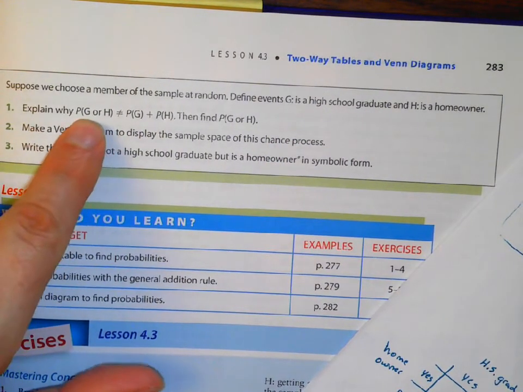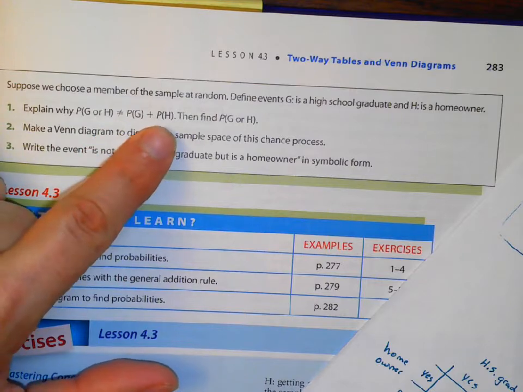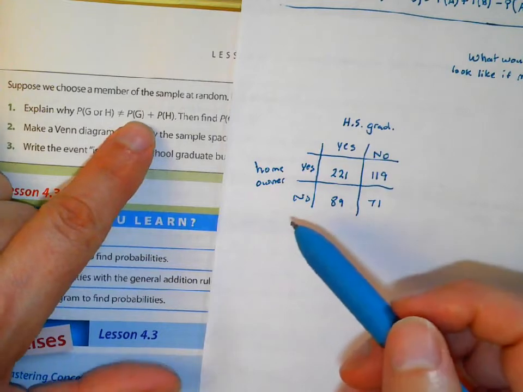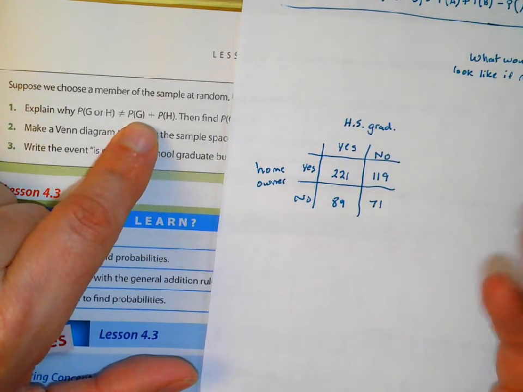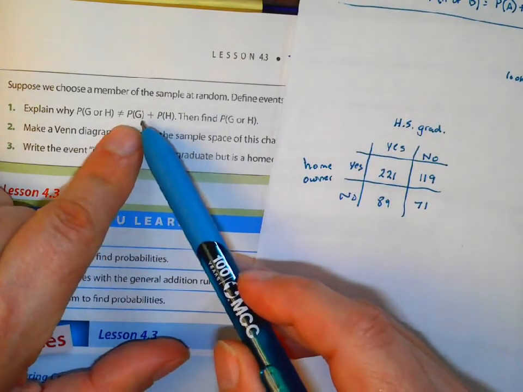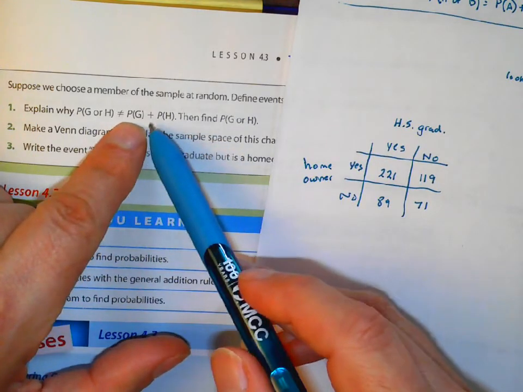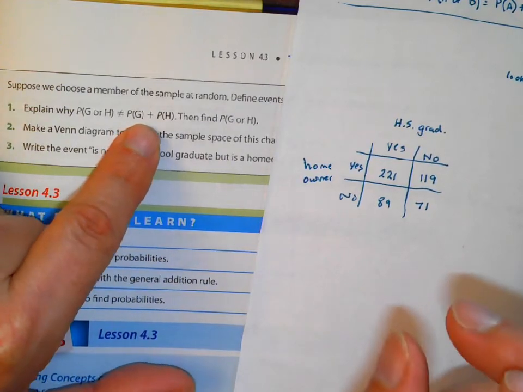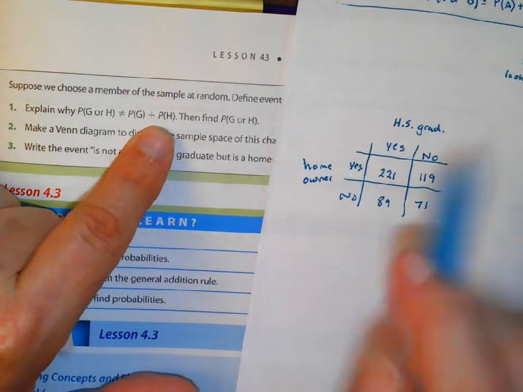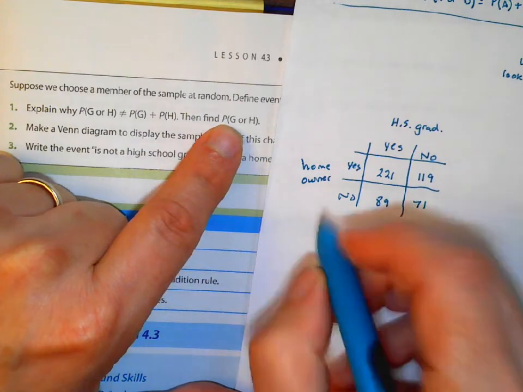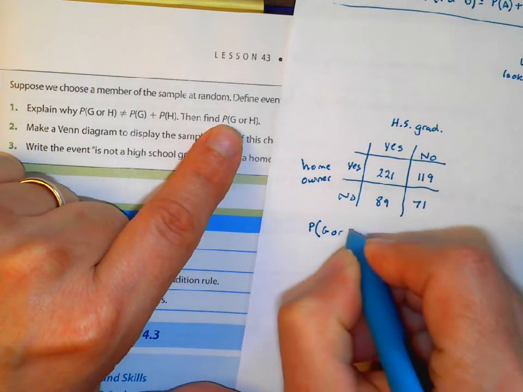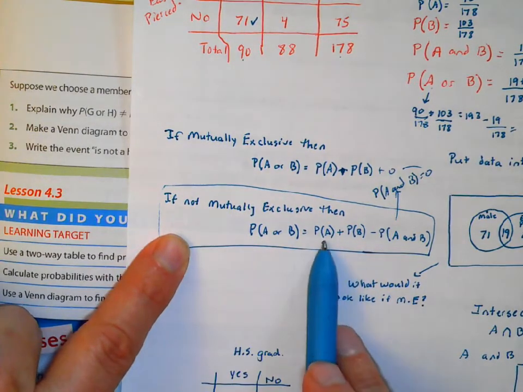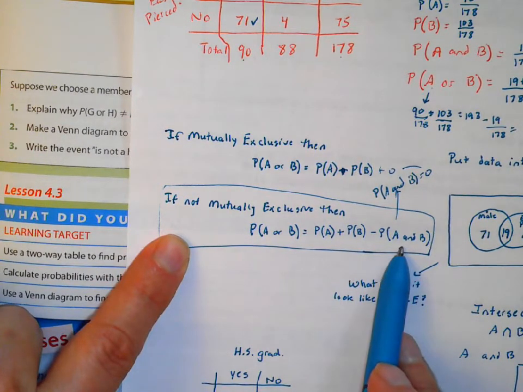So why does G or H not equal just G plus H? Okay, so we know that if it's not mutually exclusive, basically, some people are graduates and homeowners. So I don't just have people that are graduates and just others that are homeowners, right? There's some overlap between those. Okay, so I have to use probability of graduates. They're not mutually exclusive. So remember, I can take A plus B and subtract A and B.